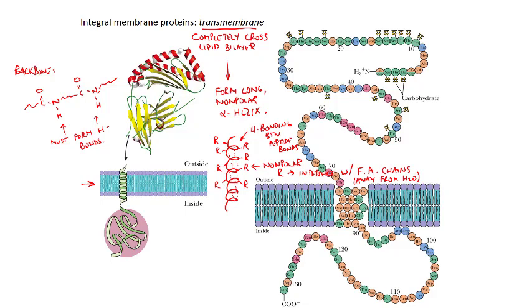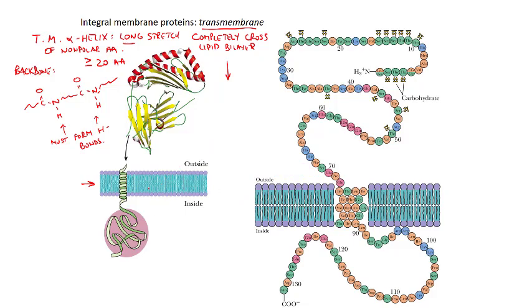So in order to form a transmembrane alpha helix, we need a long stretch of nonpolar amino acids. Typically at least 20 amino acids in a row that are nonpolar to give you a transmembrane alpha helix.